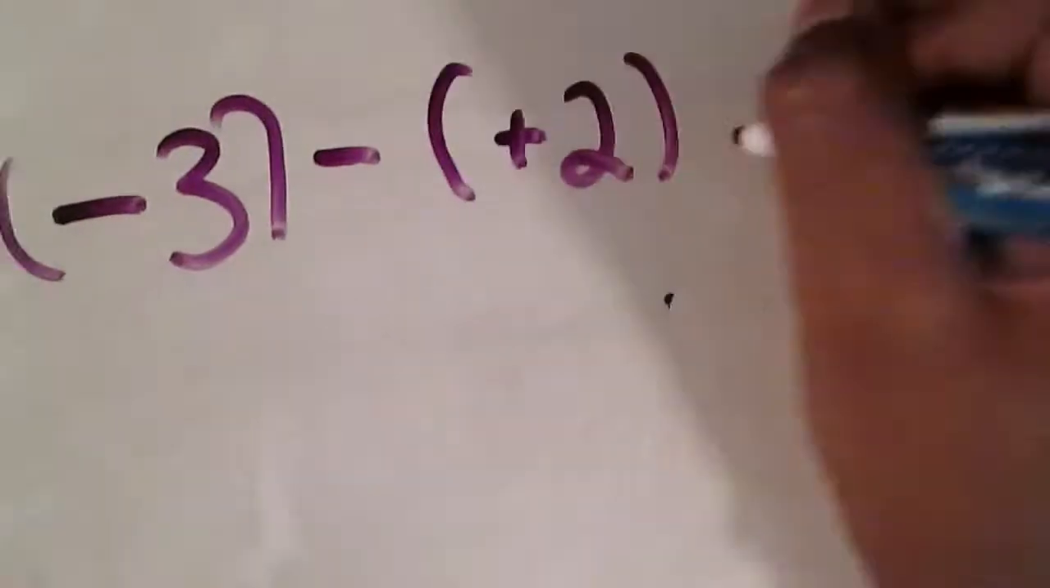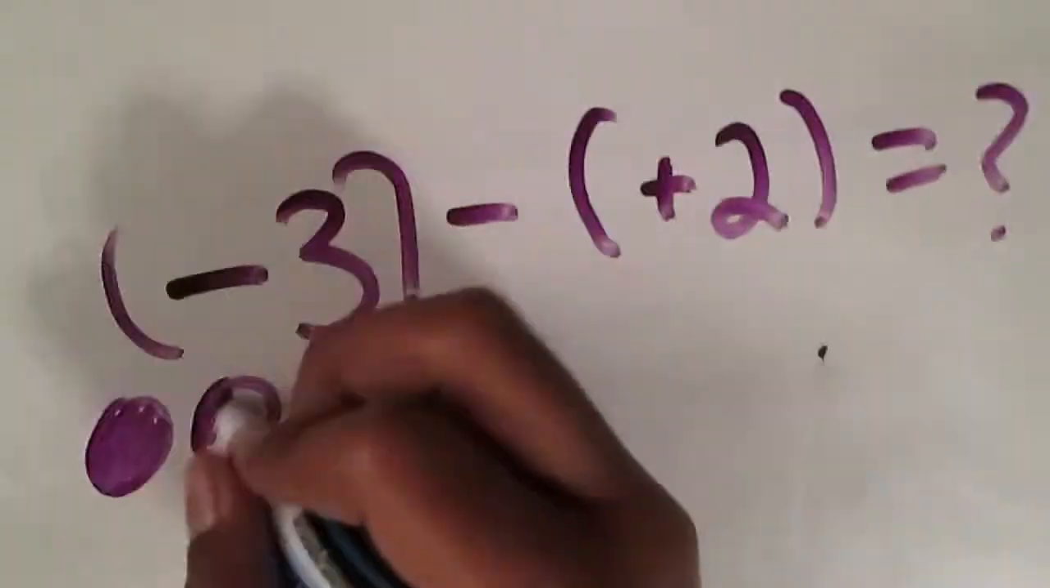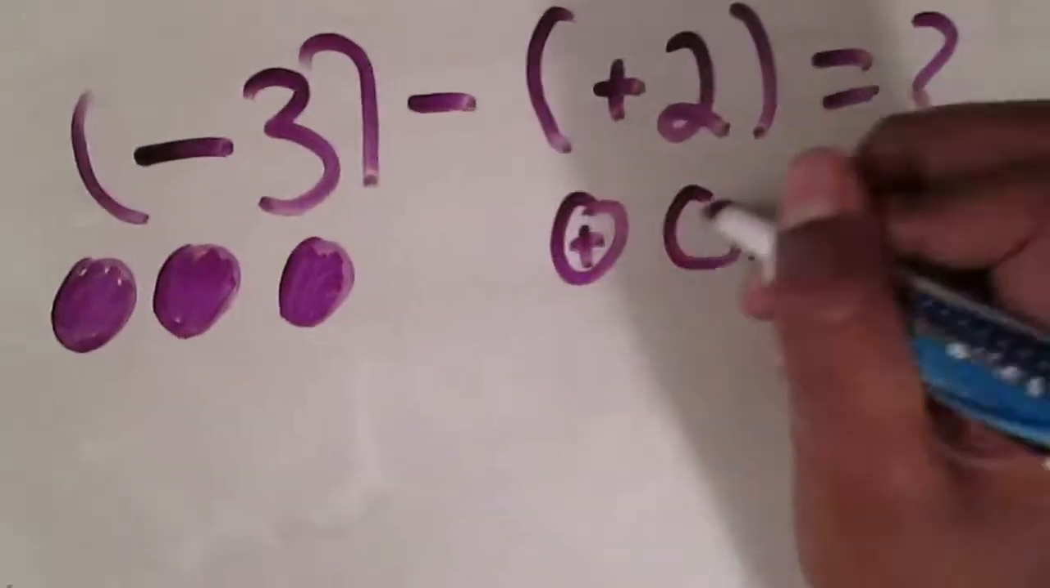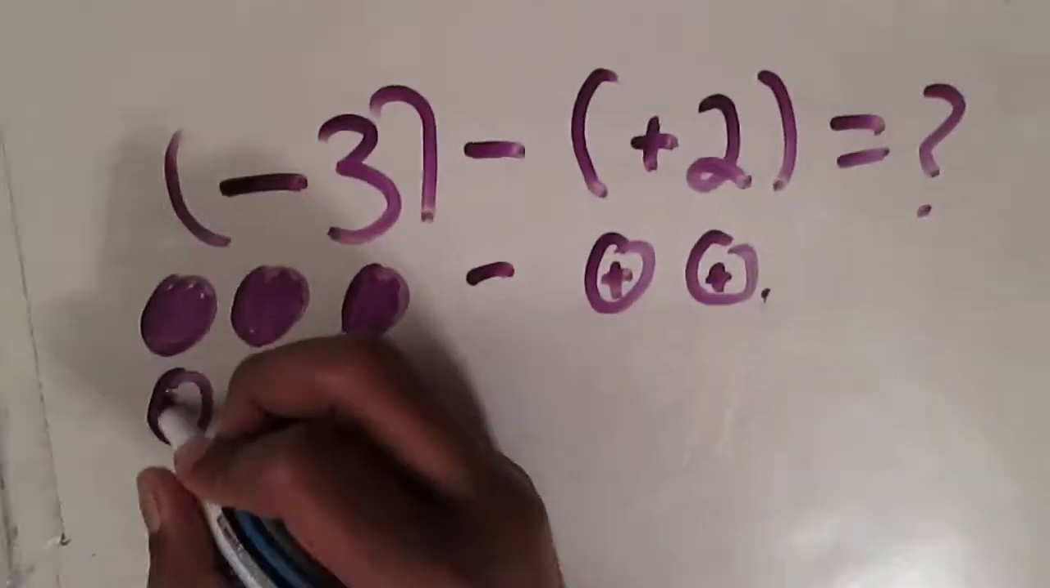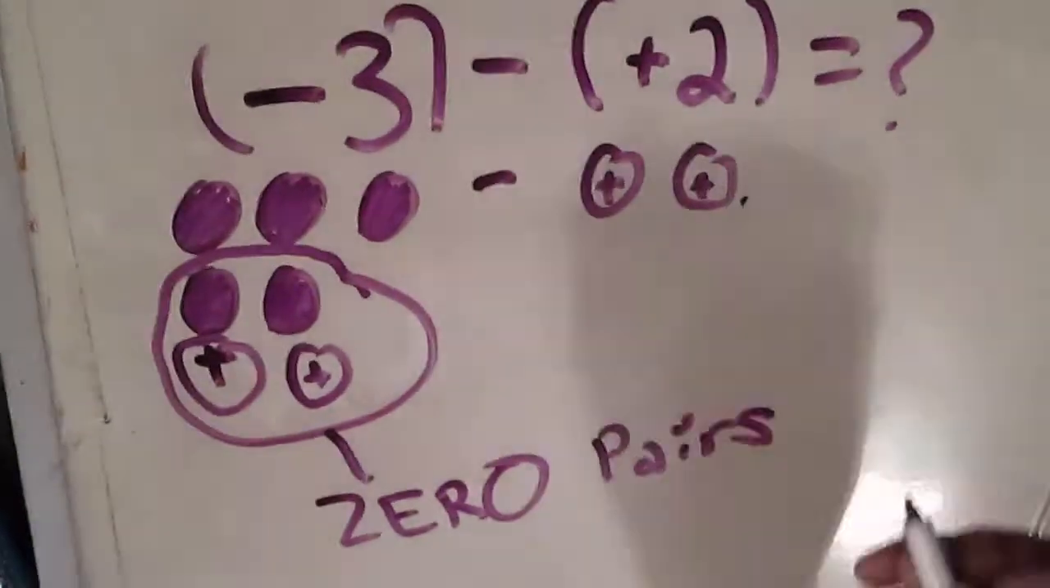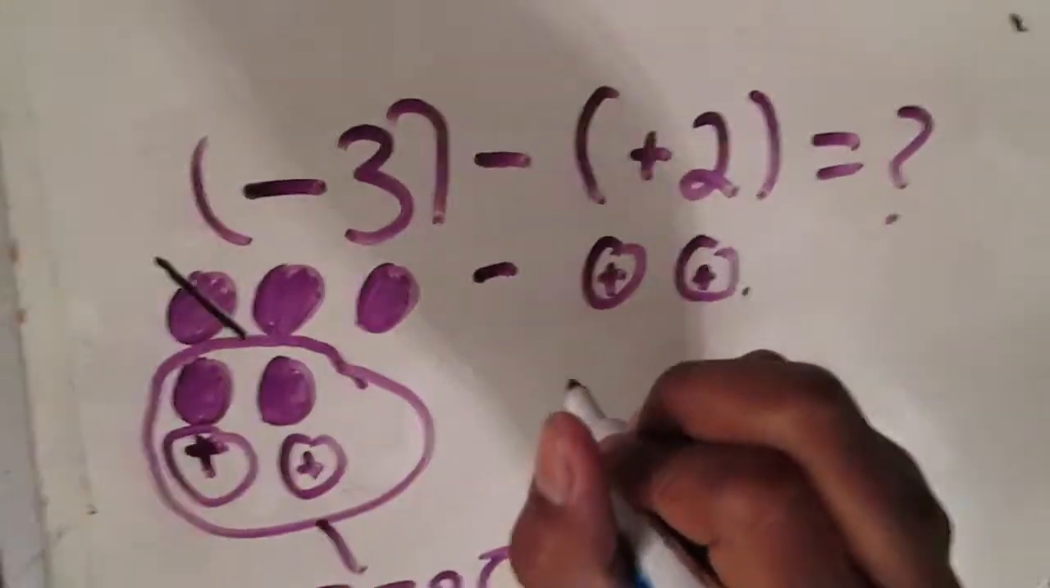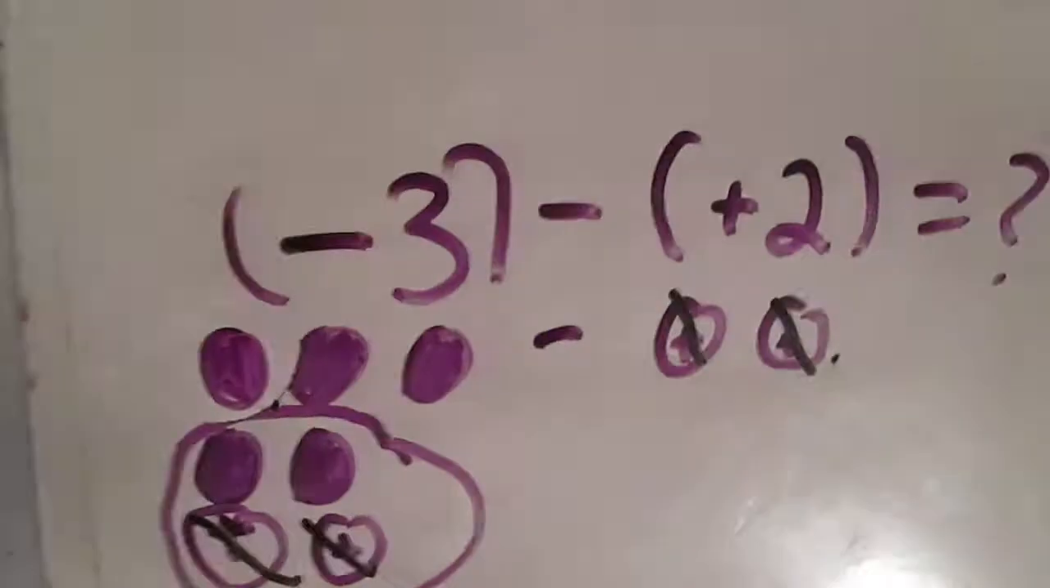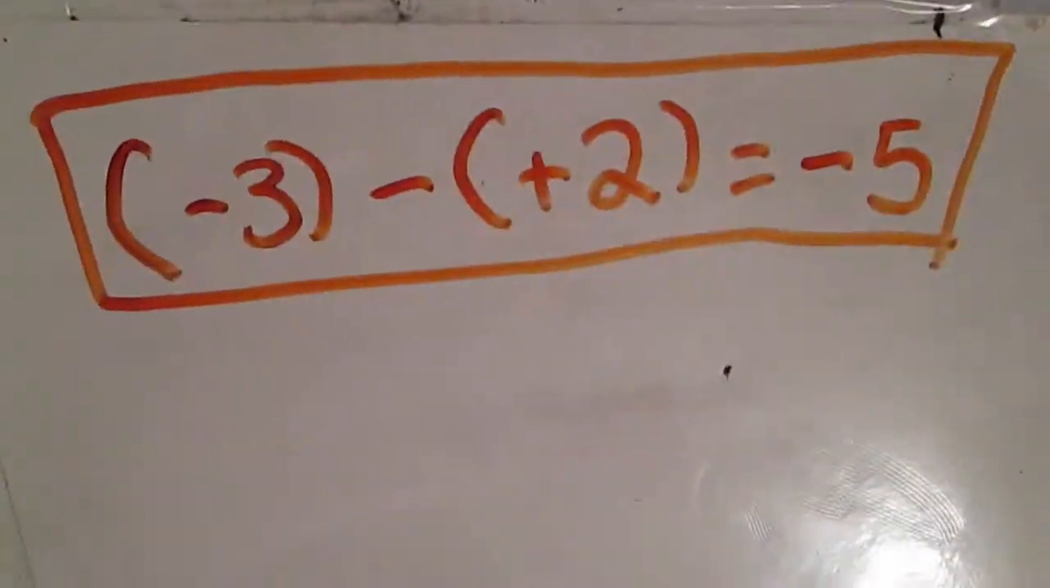What about subtracting positive from negative? Let's look at this problem. Negative 3 minus positive 2. We don't have any positives to take away. Let's add 2 zero pairs to negative 3, turning negative 3 here on the left into 5 negatives and 2 positives. After we subtract the 2 positives on the right from the 5 negatives and 2 positives on the left, we remain with a difference of 5 negatives.